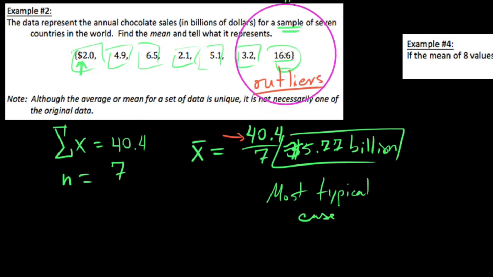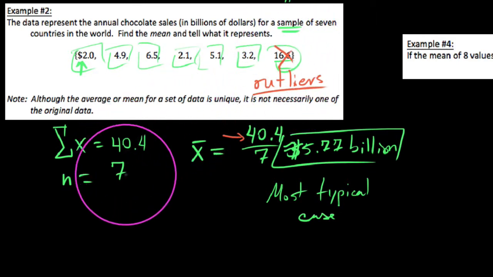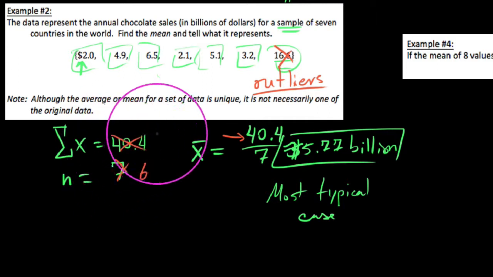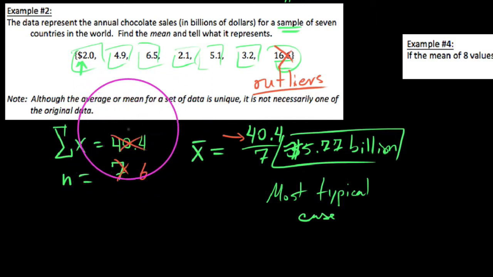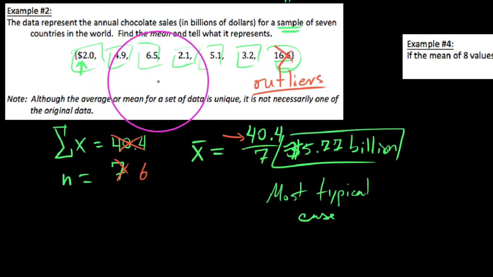So a good exercise would be to pause the video, go back and do this again without the 16.6 having been in there. It would have changed this to a 6 and changed this to 16.6 less, but you'd find that the average is more indicative of what the data really did, okay?